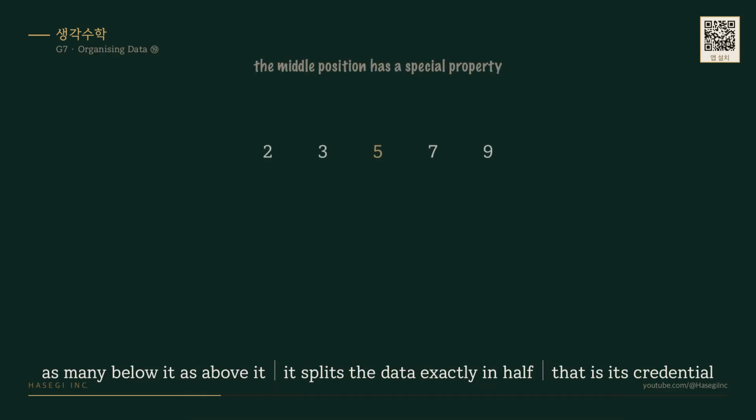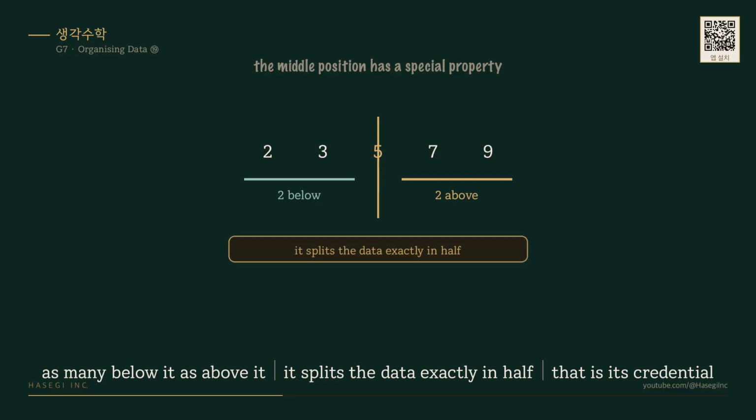The middle position has a special property. With 5 values, 2 are smaller than the third and 2 are larger. The 2 sides match exactly. So that value splits the data precisely in half. Half below it, half above. That is the credential by which it represents the whole.